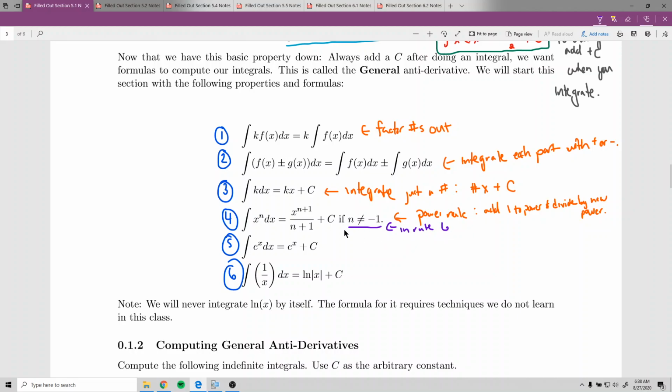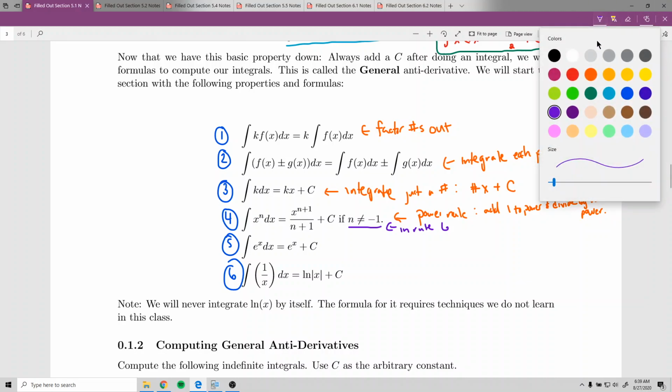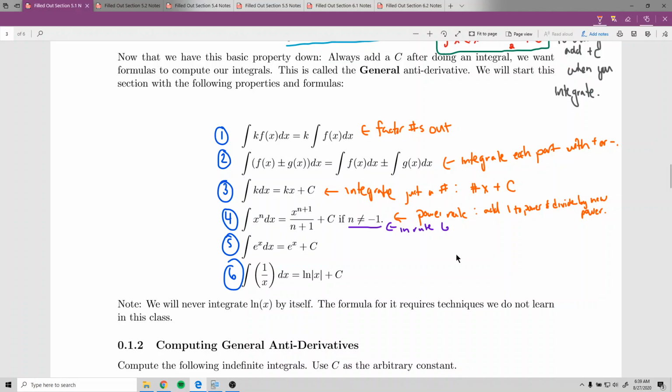Now the reason why n cannot be -1 and this can't work in general is because if n is -1, then you end up dividing by 0, which is bad. But when n is -1, you'll have a very familiar function that you know what that derivative is already.